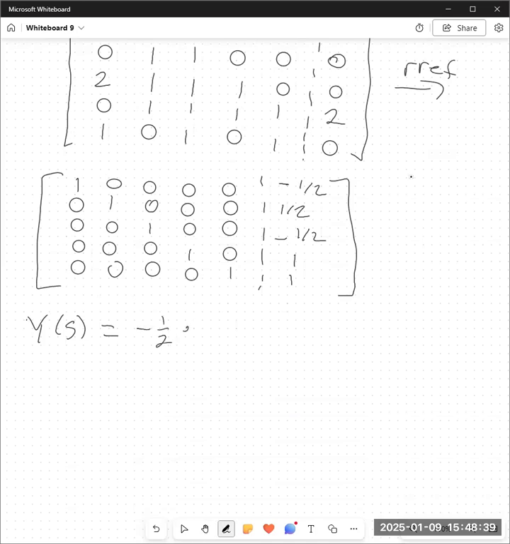negative 1/2 times 1 over S plus 1 plus 1/2 S over S squared plus 1 minus 1/2 of 1 over S squared plus 1 plus 1S over S squared plus 1 plus 1 over S squared plus 1 squared.